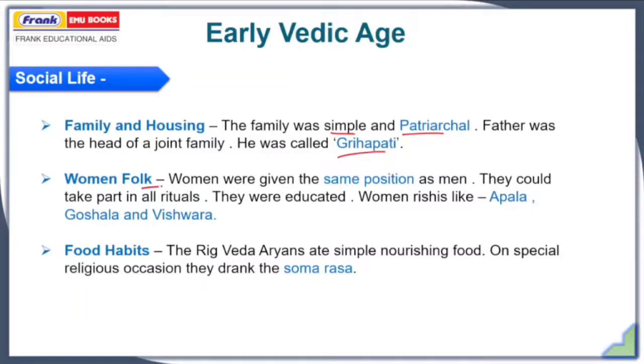Now coming to the women, women were given the same position as men. So the society was pretty much egalitarian, and they could take part in all the rituals. They were also educated, to the extent that some women also became rishis; Apala, Ghosha and Vishwavara were famous female rishis. Now the food habits: the Rig Vedic Aryans ate very simple but nourishing food. On special religious occasions, they used to drink the Somarasa, and this Somarasa is considered equivalent to an elixir, or what we call in Hindi Amrit.